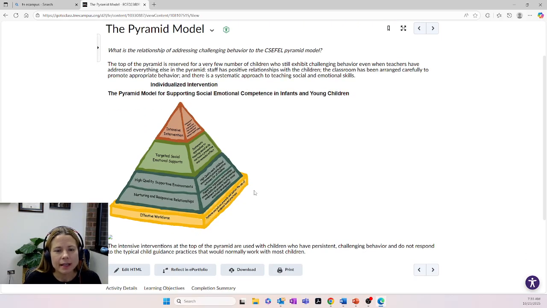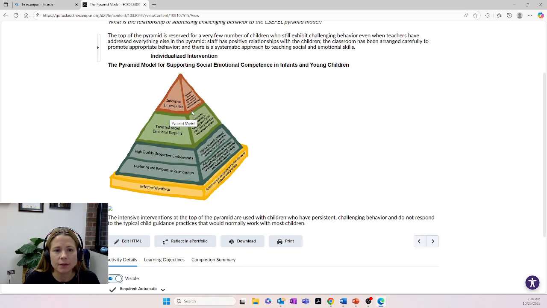And really, what I want to take a second and talk to you about with this model is you can see here that this is called a model for supporting social emotional competence. And this is in young children and infants. So, the intensive interventions, if you look at this pyramid, are really at the top, right? And when we're talking about intensive intervention, this is for persistent challenging behaviors, right? And those children are not responding to the typical guidance that we'd provide them. And it doesn't mean that this is just something that will go away. This is something that would have to be intervened. So you'd have that intensive intervention.